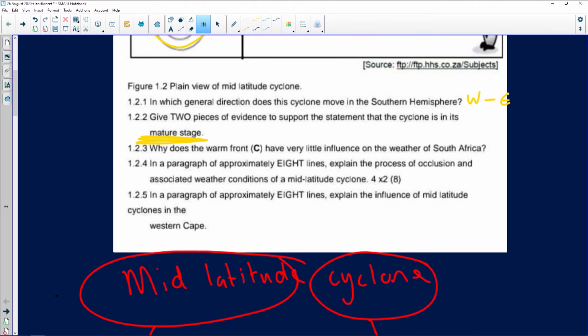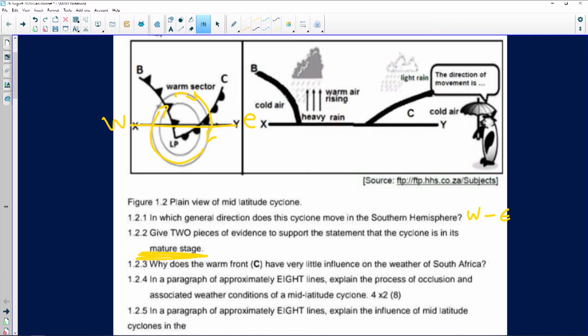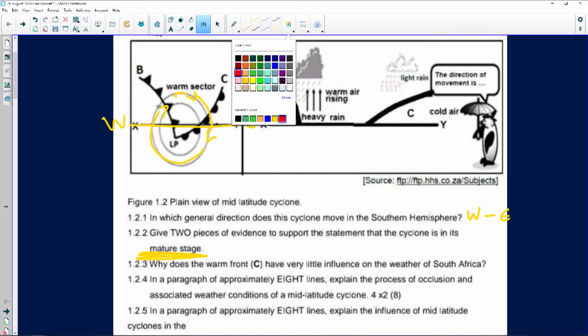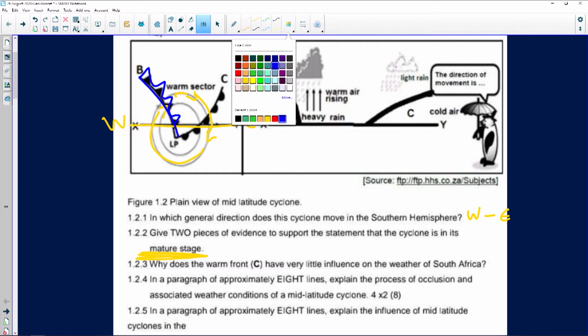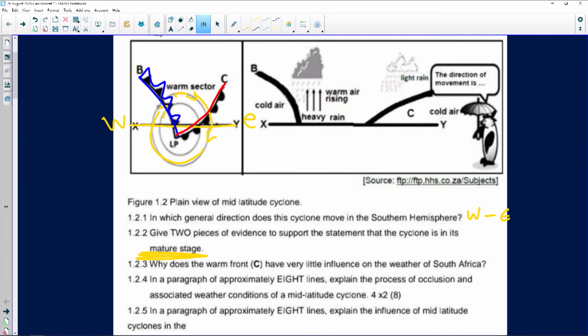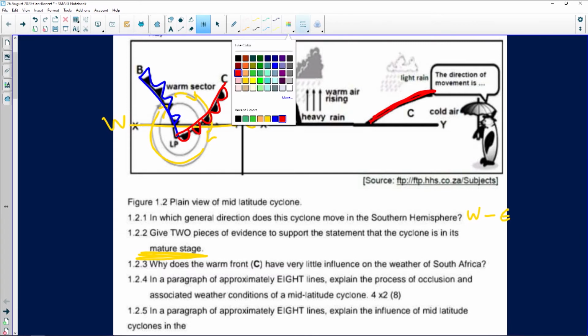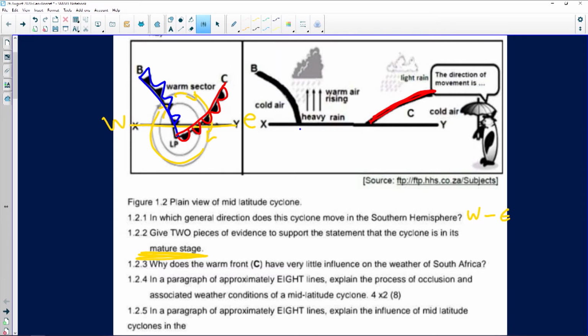Now, if we look at our question, they told us that the image given to us is in the mature stage. The simple reason why is that two distinct fronts have already developed. There's the cold front and our warm front. Two distinct fronts have developed. As you can see, there's a clearly distinctive warm front, and you have your cold front.